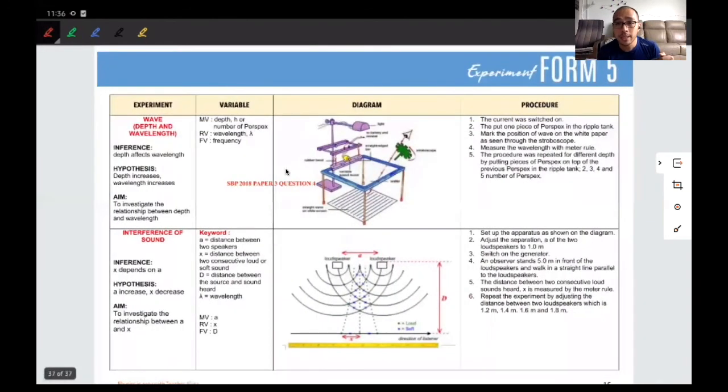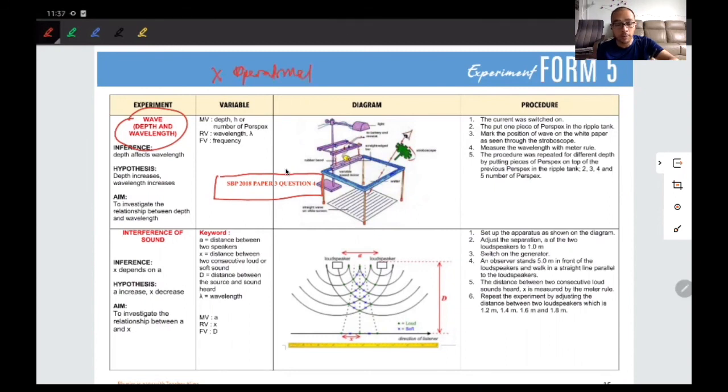So this is how the experiment would be, except that for the wave and for the depth and the wavelength question, you can actually take a look at the SBP 2018 paper 3 question 4. The answer is there. Just go ahead and copy down the answer and use that. This one got no operational definition, so you don't have to worry.